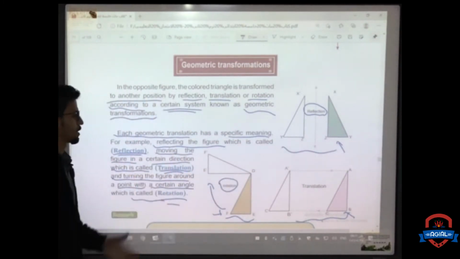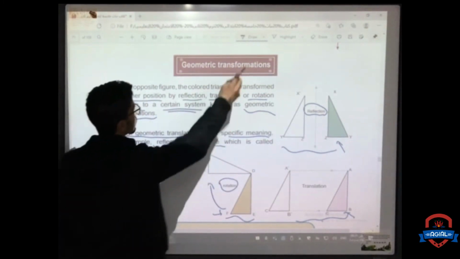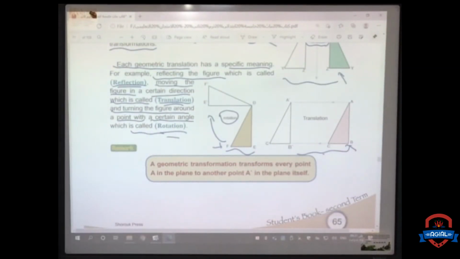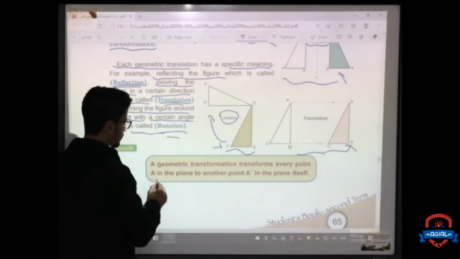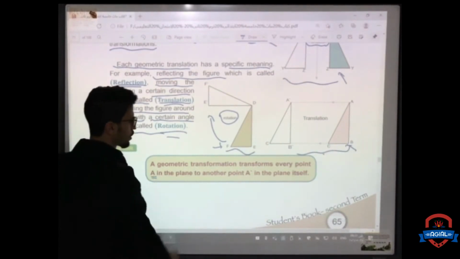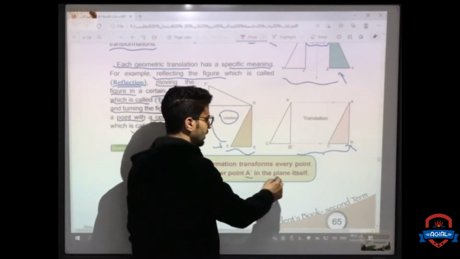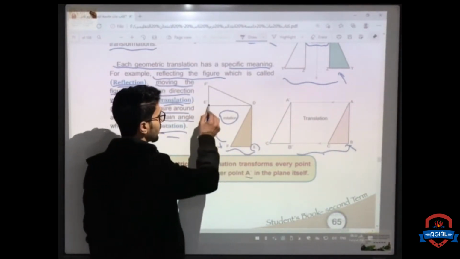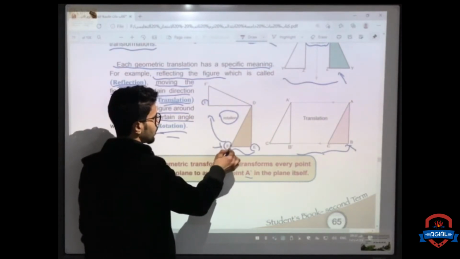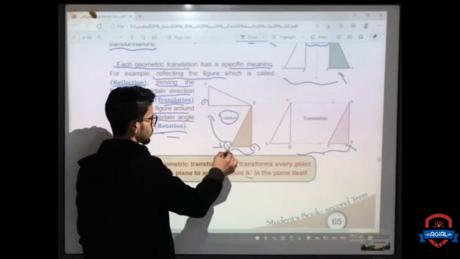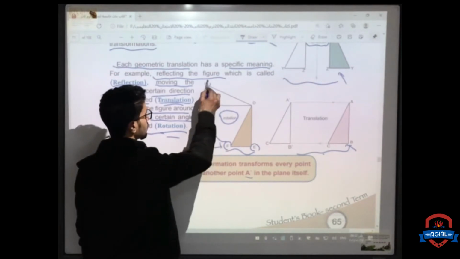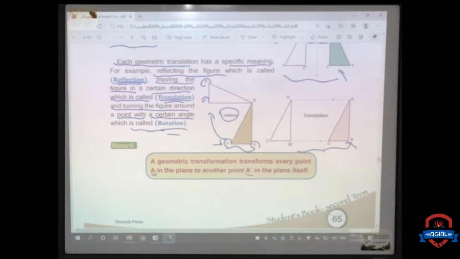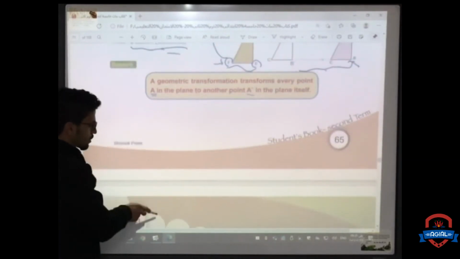So we have these three transformations, and let's look at this remark. A geometric transformation transforms every point A in the plane to another point A dash in the plane itself. For example, if we look at this point E, we have E dash, and we transform this point to the place F dash in the same plane. So let's learn how to do the reflection.